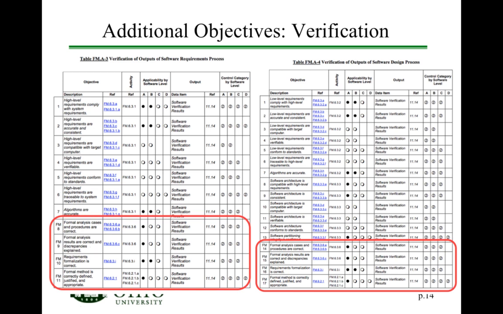In other words, we came up with a formal model, and then we analyzed the formal model, and in the results section, the results may have been that there are some discrepancies, and of course you need to make sure that you explain those. So this is for outputs of the software requirements process.